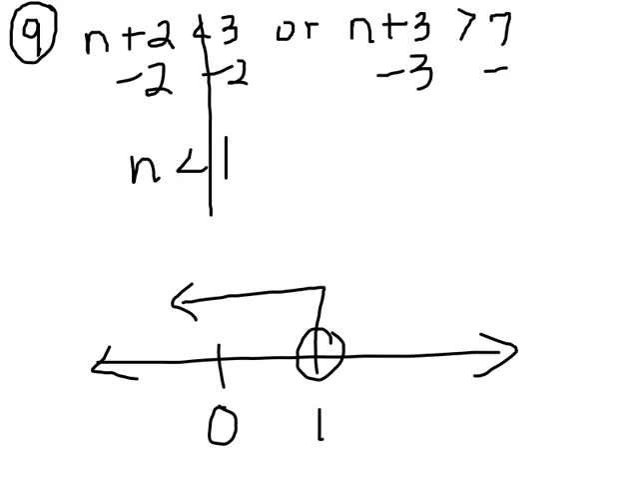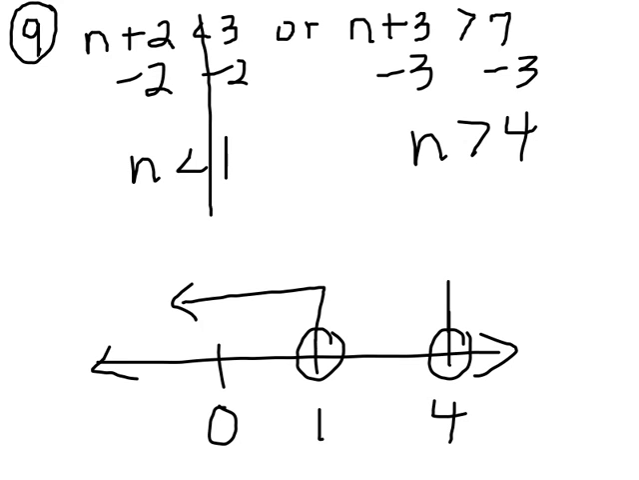Subtract 3 from both sides, so n is greater than 4. So at 4, we have an open circle. Read it from your variable. N is greater than, so we graph to the right.